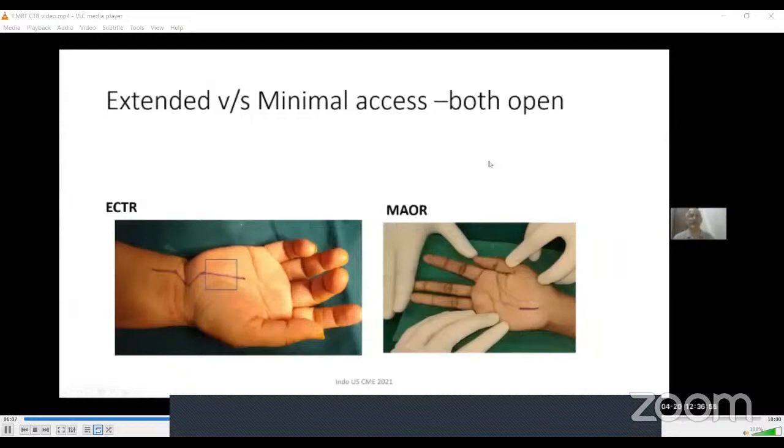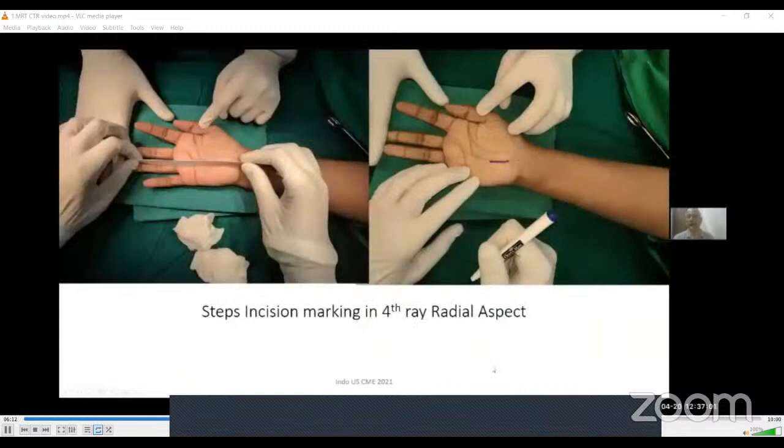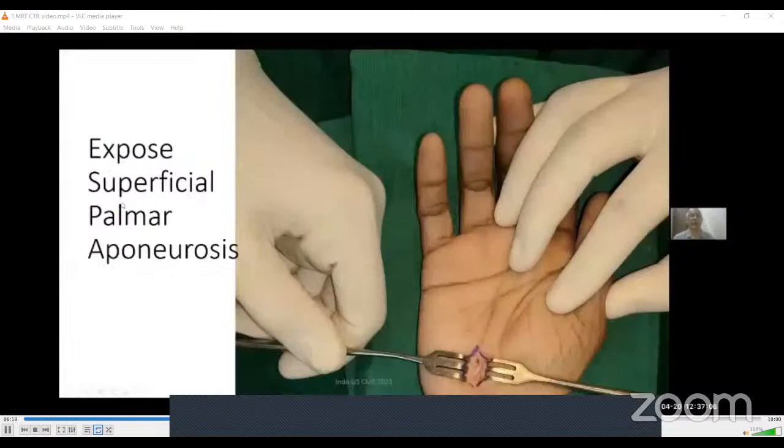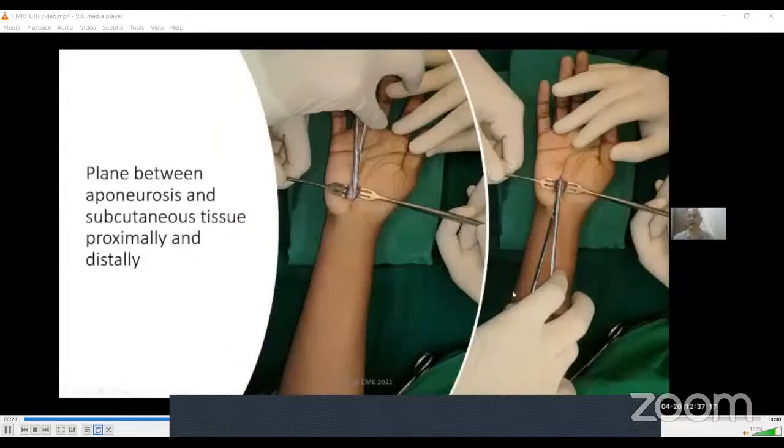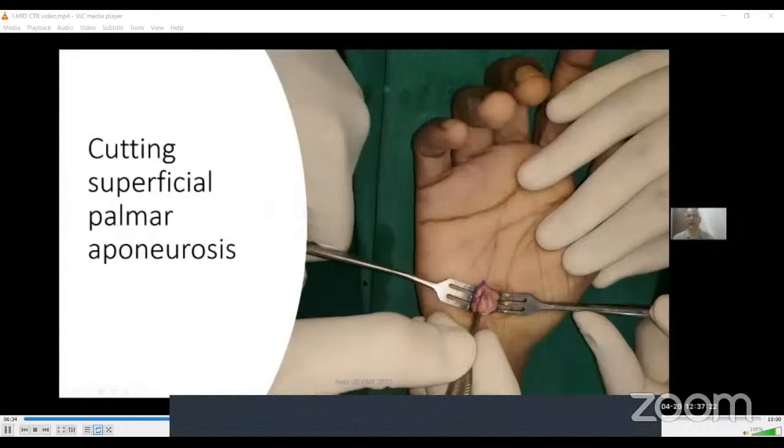We cut the dermis and the fat first. After cutting that, the superficial palmar aponeurosis is exposed. We make a plane between the aponeurosis and subcutaneous tissue, both proximally as well as distally. We then cut the superficial palmar aponeurosis. And we'll see for the first time what is called distal holdfast fibers. This term was discussed by Dr. David Elliott from Essex.